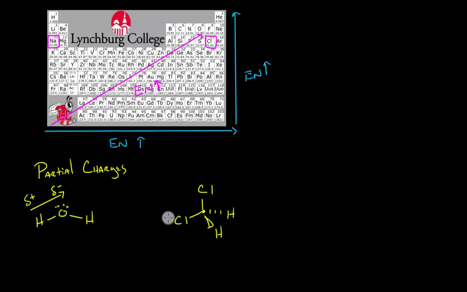If we wanted to, then we can try to draw a partial positive and partial negative for this molecule. If you look at chlorine, chlorine is actually going to be more electronegative than the carbon. So what you would say then is you could draw a partial negative on the chlorine and a partial positive on the carbon.